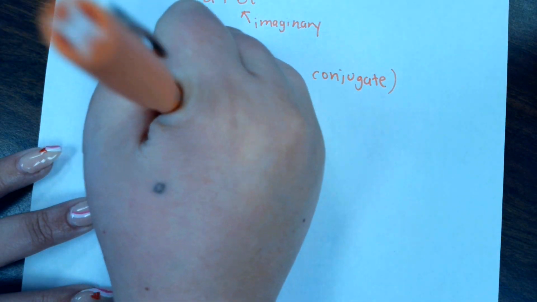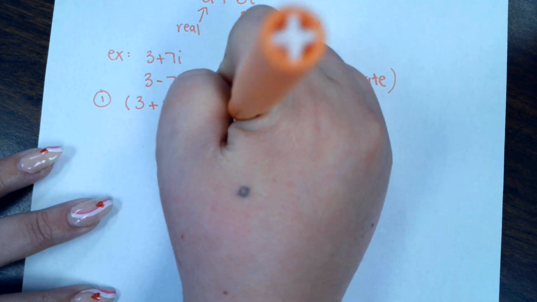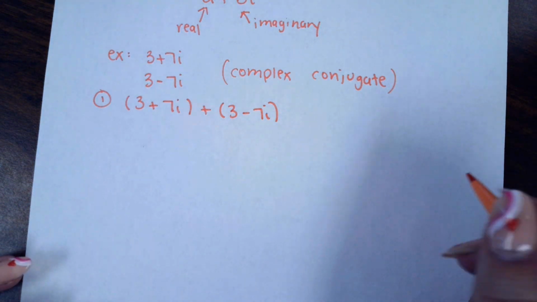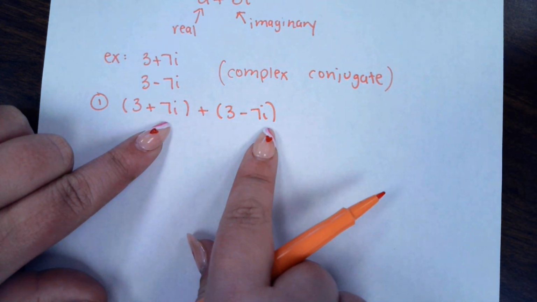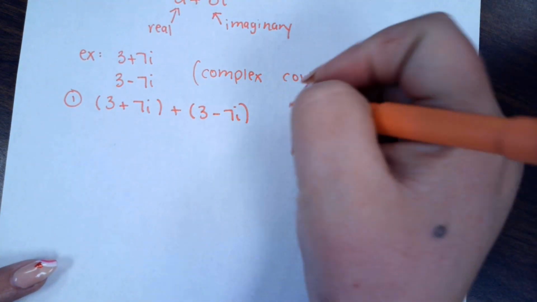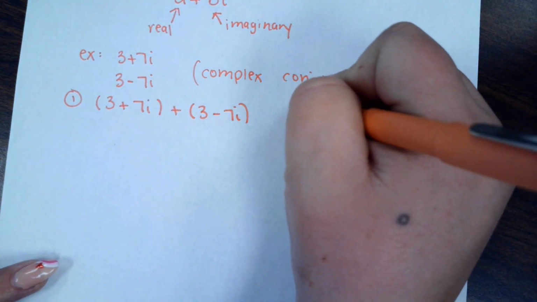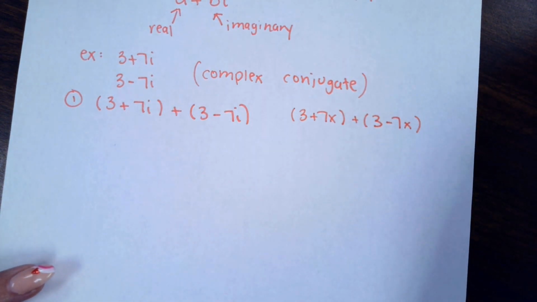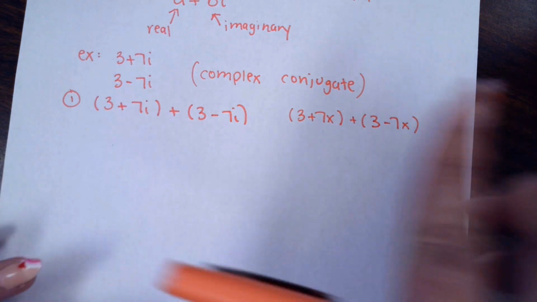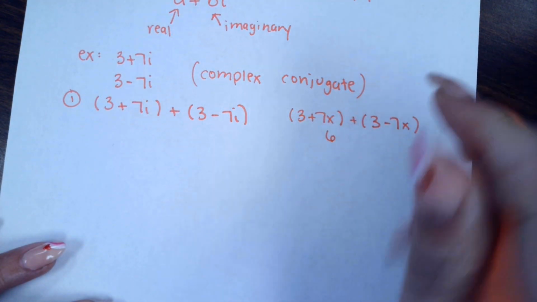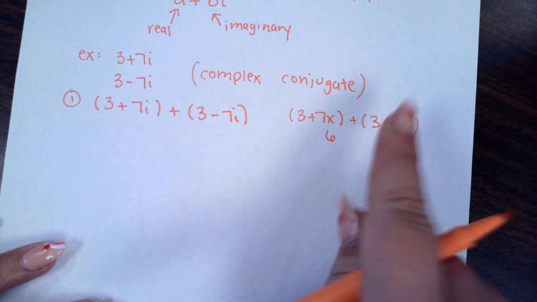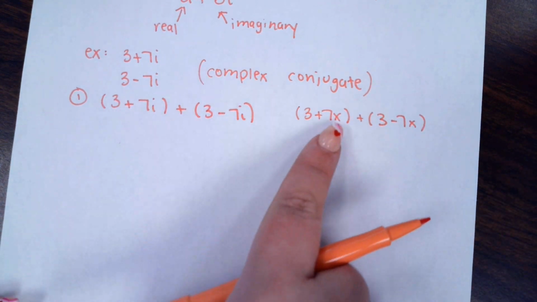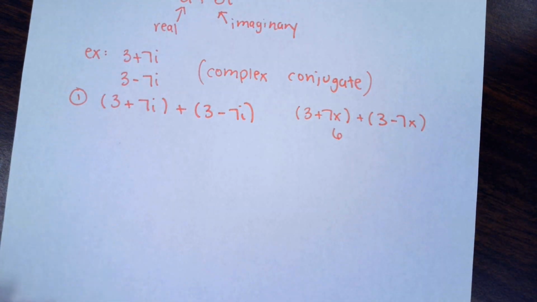3 plus 7i plus 3 minus 7i. For a second, let's just pretend like these i's were x's. You don't have to write this down necessarily, but let's say I have 3 plus 7x plus 3 minus 7x. What would you do? Combine like terms, right? 3 plus 3 gives us 6. 7x plus negative 7x cancels, and we just have 6. We do the exact same thing, except instead of having variables, we have our imaginary number there.